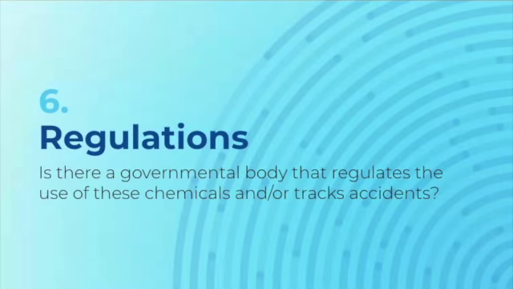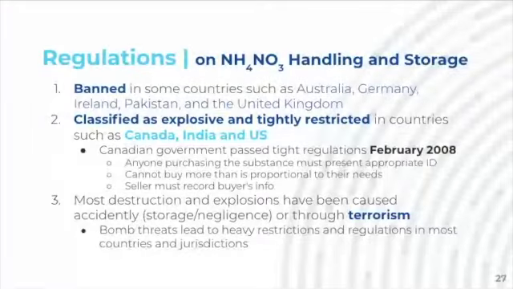Finally, let's look at what regulations are in place that monitor and regulate ammonium nitrate. Due to its high explosive capacity and possible threat to civilian life, most countries have some sort of regulation on the substance. For example, it's banned in countries such as Australia, Germany, Ireland, Pakistan, and the United Kingdom. In other countries, it is classified as an explosive and is tightly restricted, including Canada, India, and the United States.